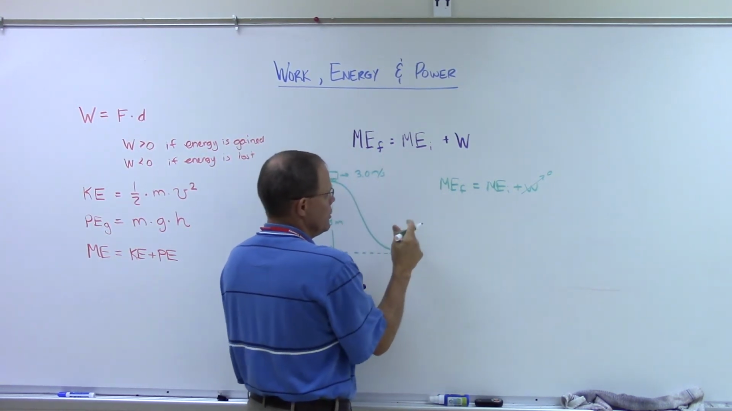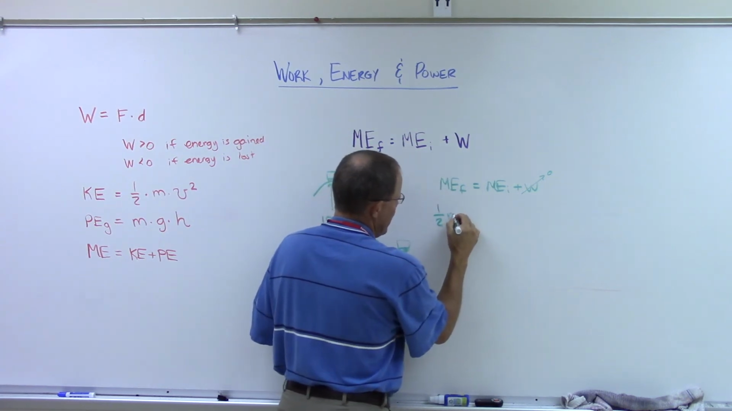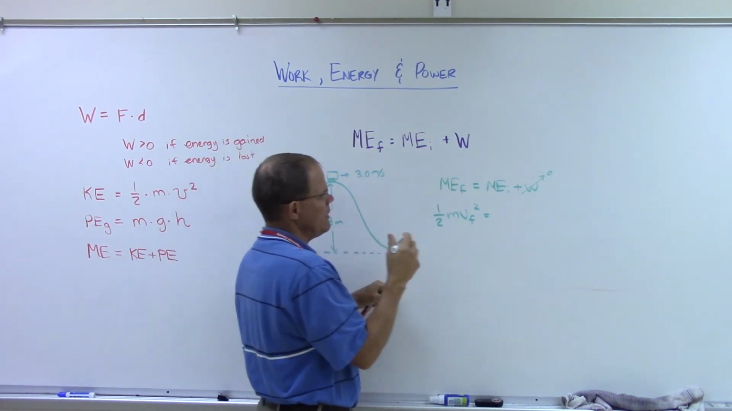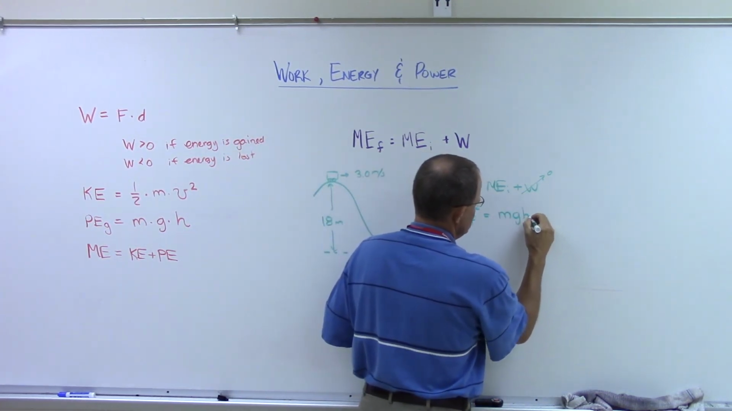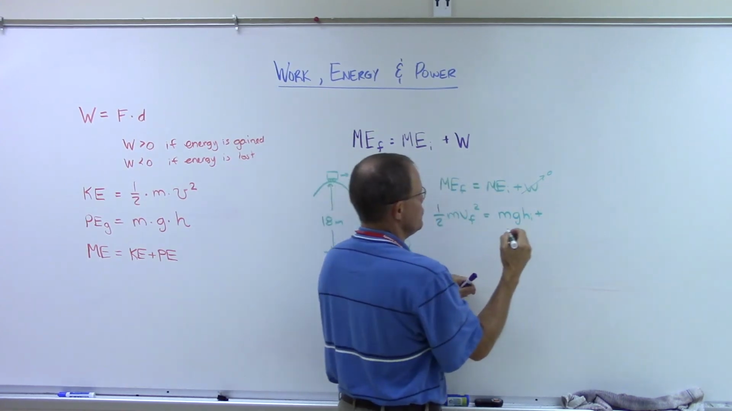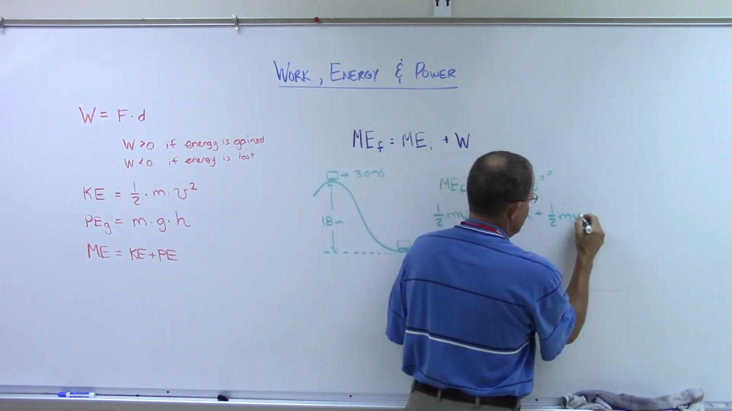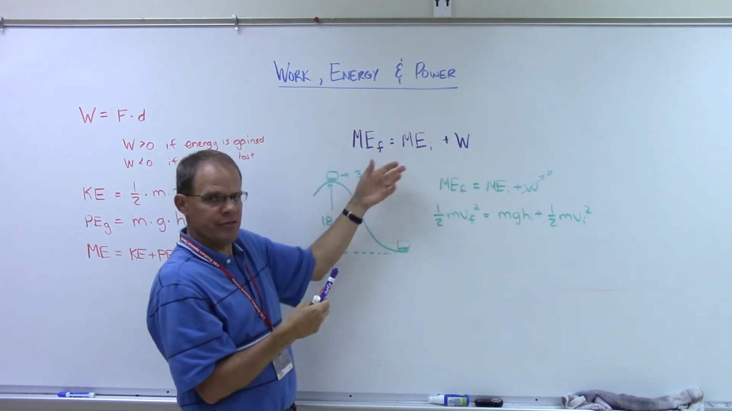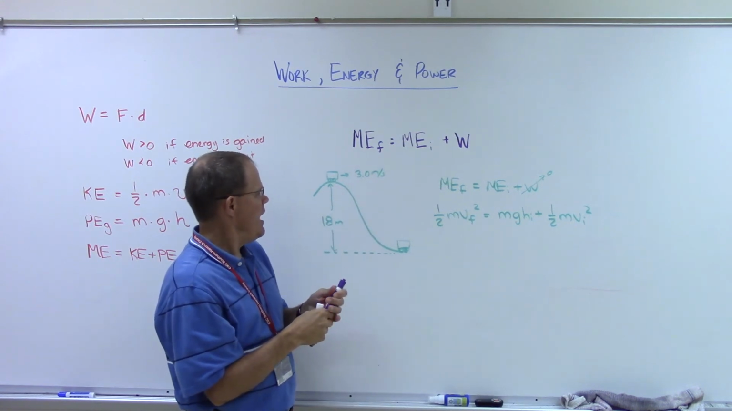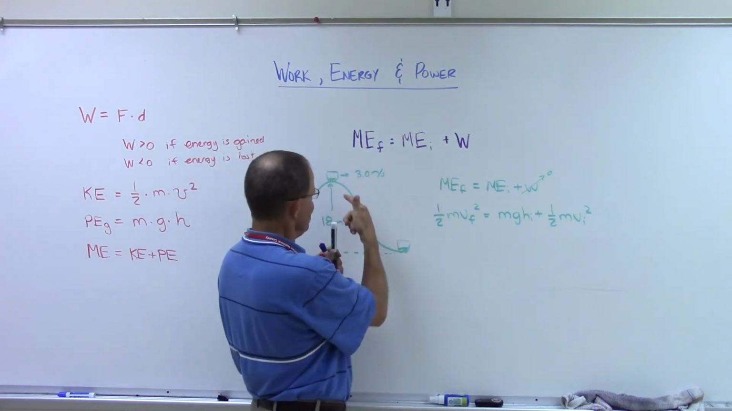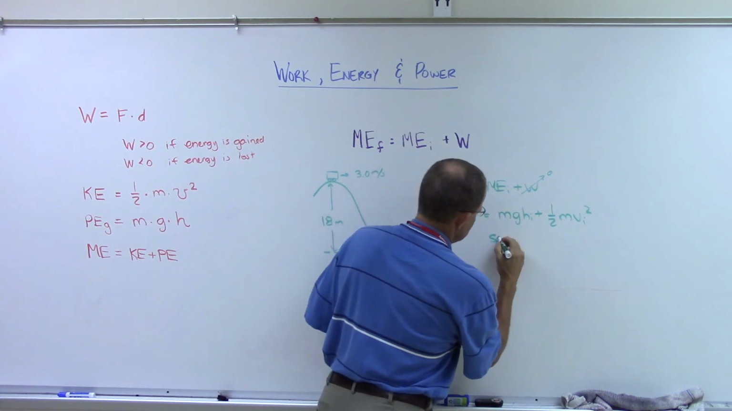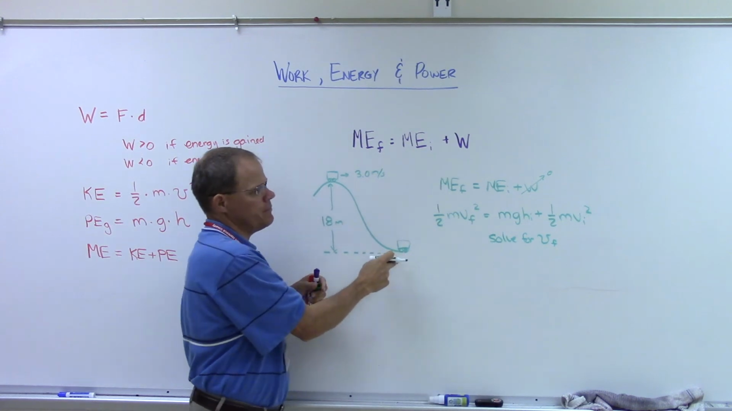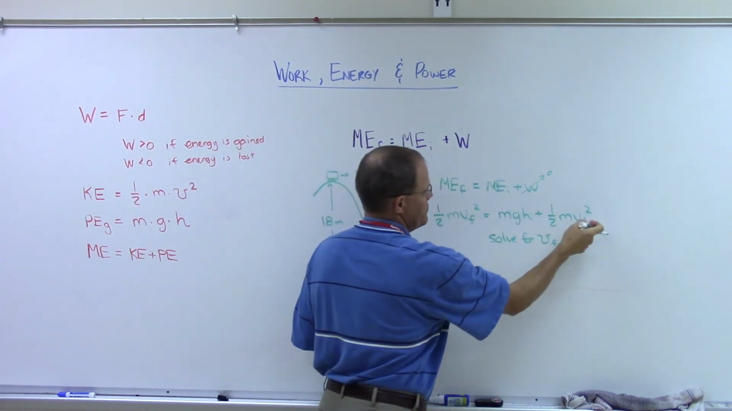At the end, we have only kinetic energy. So that's 1/2 mv final squared. We don't have any potential. At the beginning, we had potential, so that's mgh initial, plus it was moving, so we have 1/2 mv initial squared. And so applying the work-energy theorem to this problem gives us an equation, and then you can do whatever you need to do with the equation. In this case, I asked you to solve for v final, how fast it's going at the bottom. So you can solve this equation for v final.